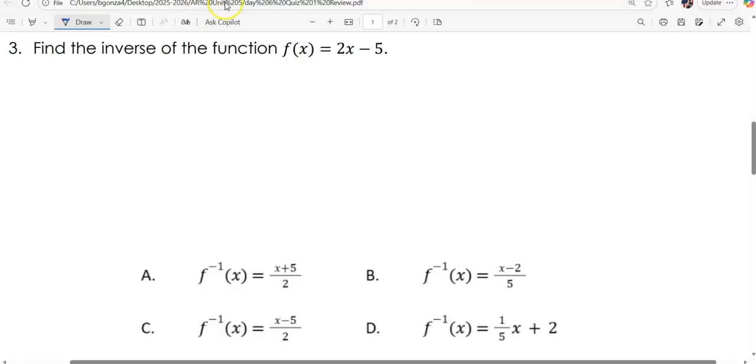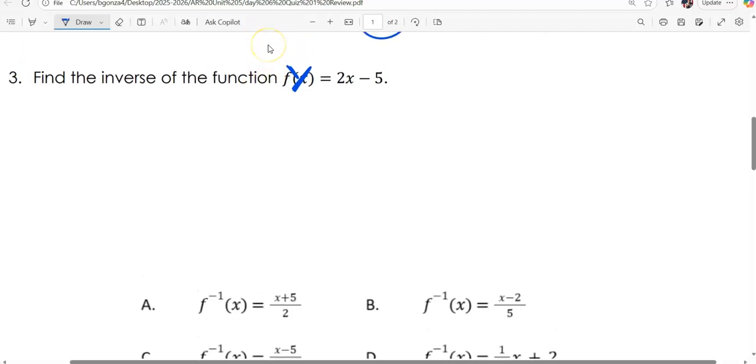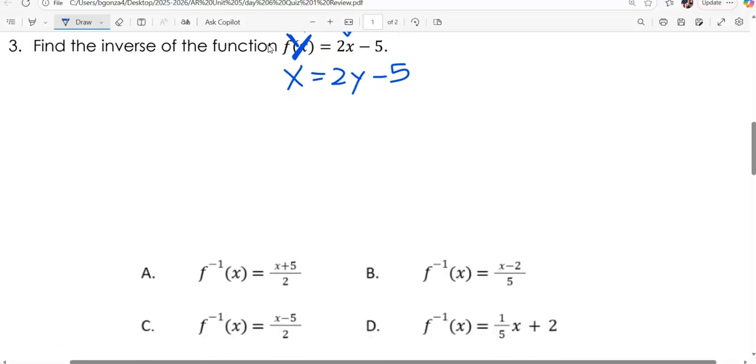Same thing here, find the inverse, so f of x turns into y. And then what do I do with x and y? Well, again, I switch x and y. So I have x equals 2y minus 5. If I'm going to solve for y, do I get rid of the 2 or the minus 5 first? And the answer is minus 5. The opposite of the loner, minus 5, is plus 5. Plus 5.